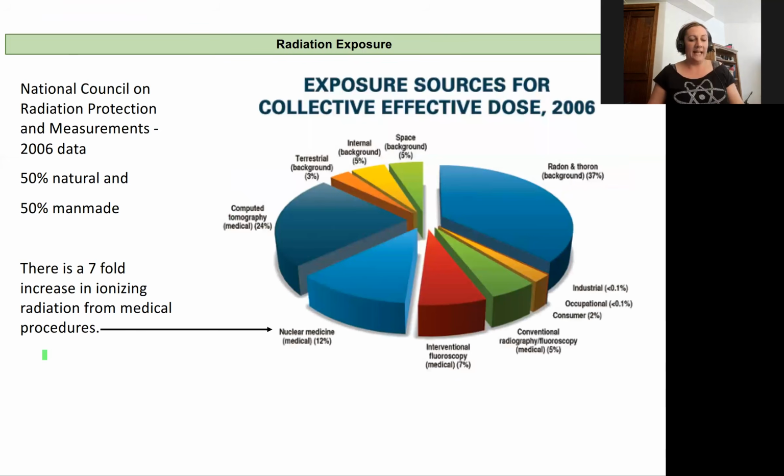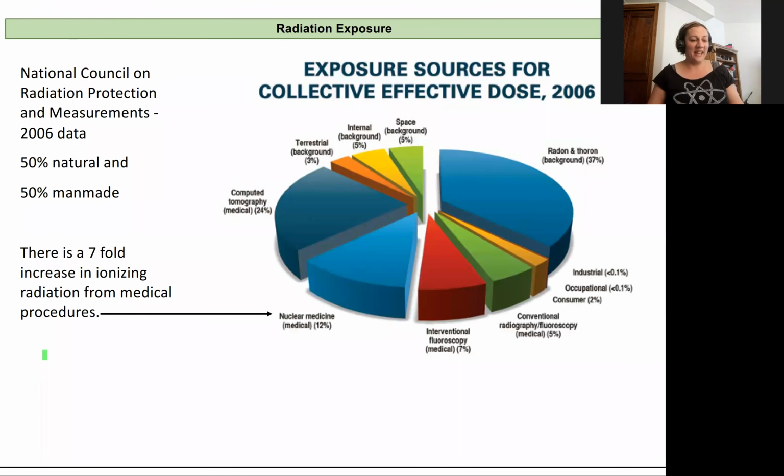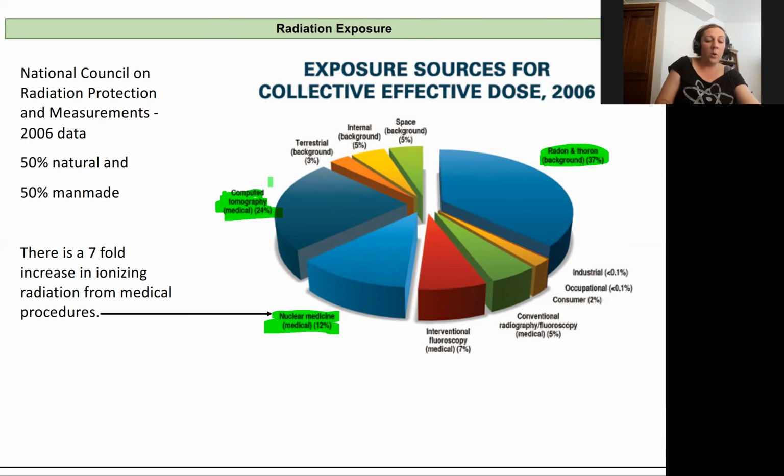And it's changed drastically. Now, only 50% of our radiation exposure in the year is coming from a natural source, and 50% of it is man-made. So look, our radon has dropped down to just 37% of the exposure you're likely to get in a year. And what has really increased is nuclear medicine. Look at that. Now it's 12%. And then other forms of medical radiation are now all the way up to 24%.